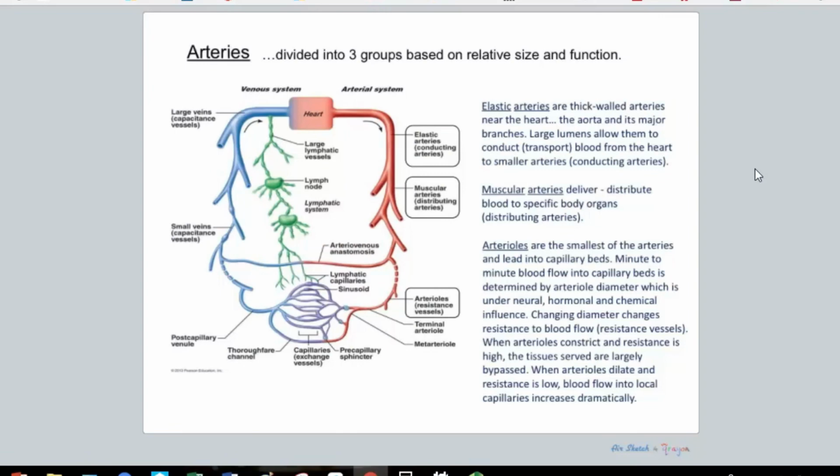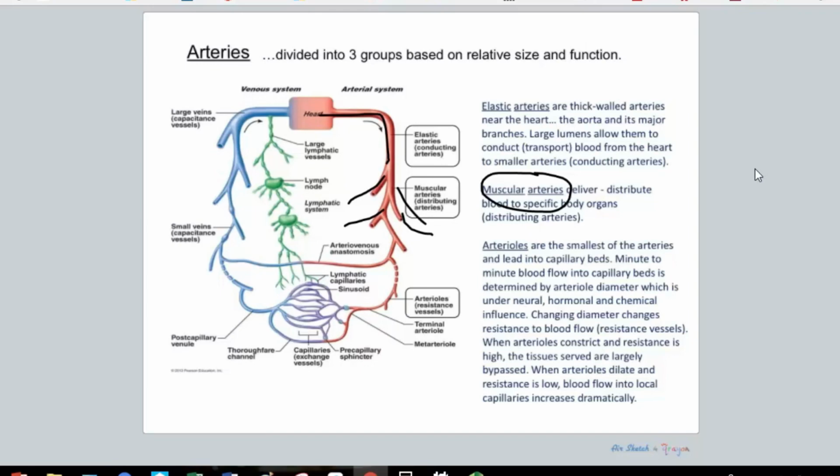Okay, so let's go into a little more depth about the arteries here. Arteries are divided into 3 groups based on their relative size and function. The first of these are the elastic arteries. These are the largest, the thick-walled arteries near the heart, the aorta and its major branches. They're going to have really large lumens, which allows them to conduct blood out of the heart to the smaller areas of the body. So the elastic arteries conduct blood out of the heart to the next arteries, which are the muscular arteries. These are the arteries that are going to deliver the blood to the specific areas of the body.